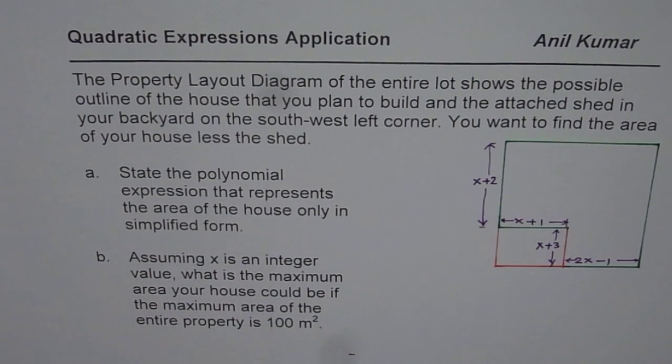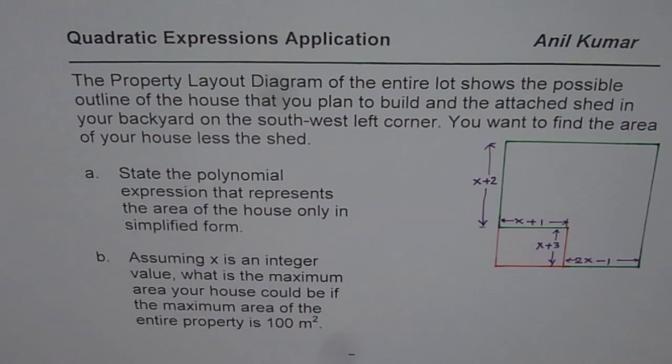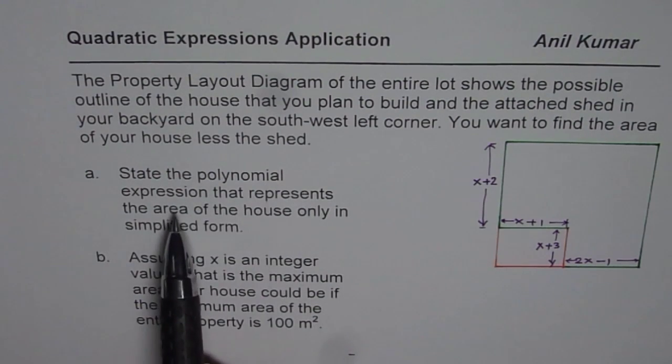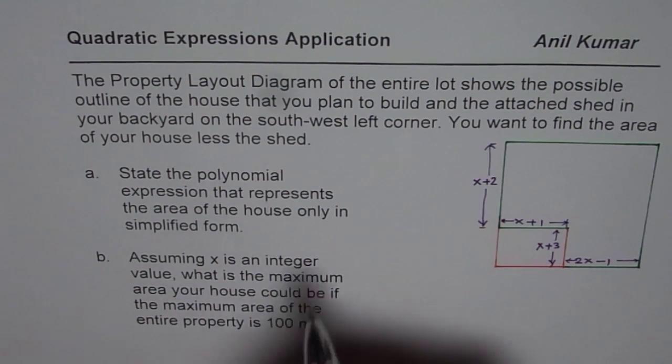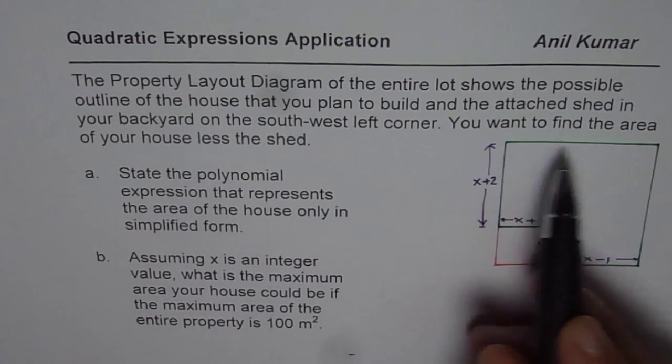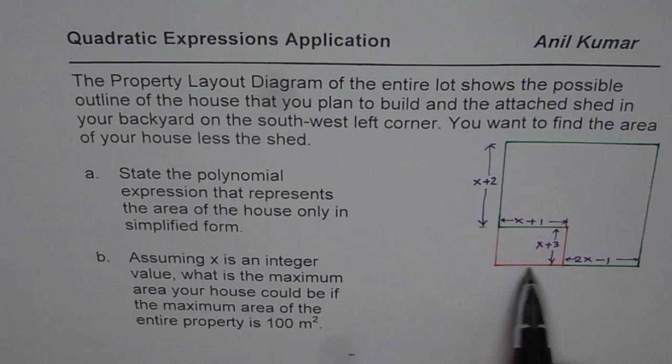The question here is, the property layout diagram of the entire lot shows the possible outline of the house that you plan to build and the attached shed in your backyard on the southwest left corner. You want to find the area of your house less the shed. Now part A of the question is, state the polynomial expression that represents the area of the house only in simplified form, right? So that is the house and this is the shed. So that's the total area of the lot.